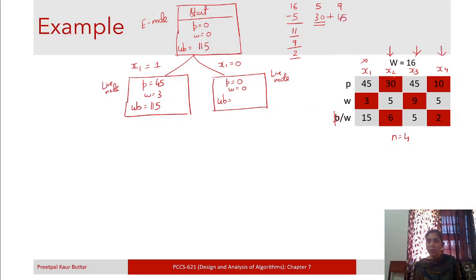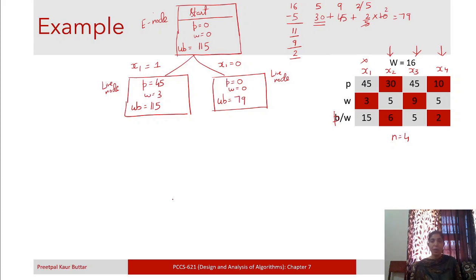Now let's go to the fourth item. The fourth item's weight is 5. We cannot pick all 5 units because we have room for only 2 units. So out of 5 units, we can pick only 2 units. So the profit here will be 2/5 of the total profit. The total profit is 10. So it will be a total of 79. So this is the upper bound.